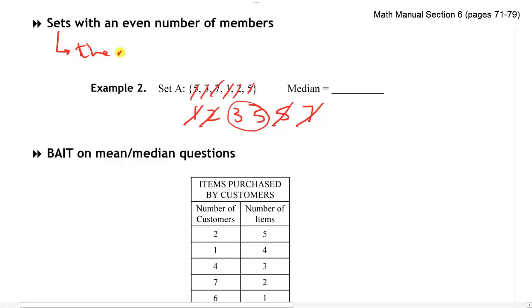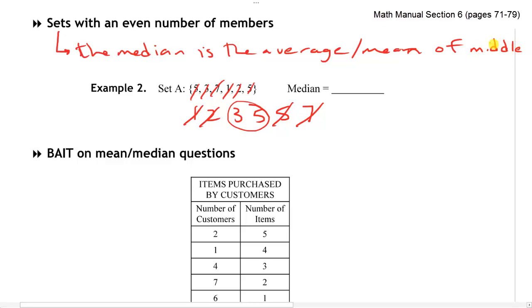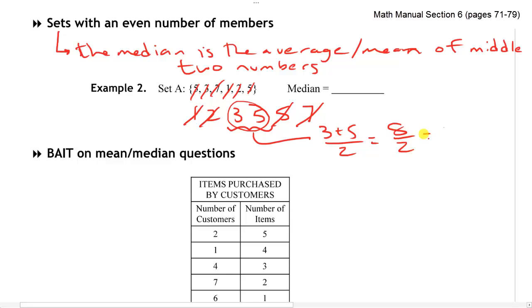So let's write down: median is the average, or mean, of the middle 2 numbers. So in this case, the average of 3 and 5, we would just do 3 plus 5 over 2. That's how we find the average of those 2 numbers. 8 over 2, which equals 4. So the median in that set would be 4.